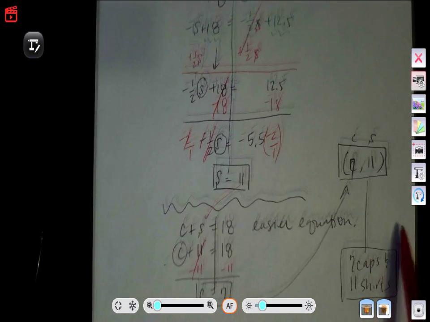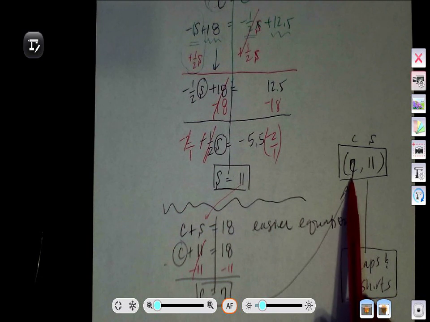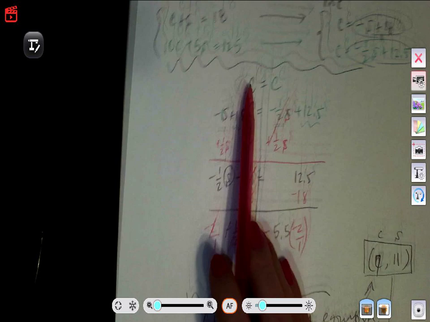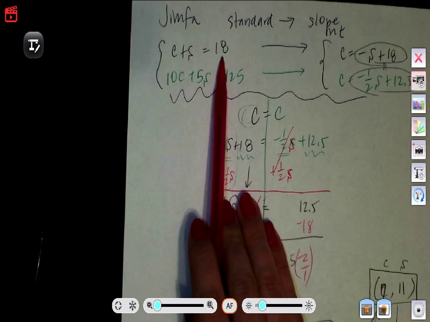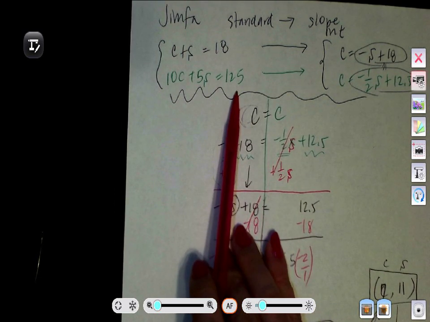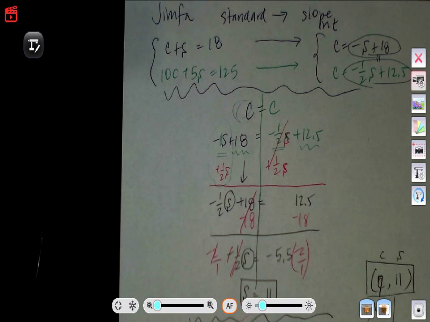solution. In other words, what that means is 7 caps and 11 shirts will give me, I'm sorry, 18 items in total, and it will give me a profit of $125 in total. So this is your point of intersection. Okay.